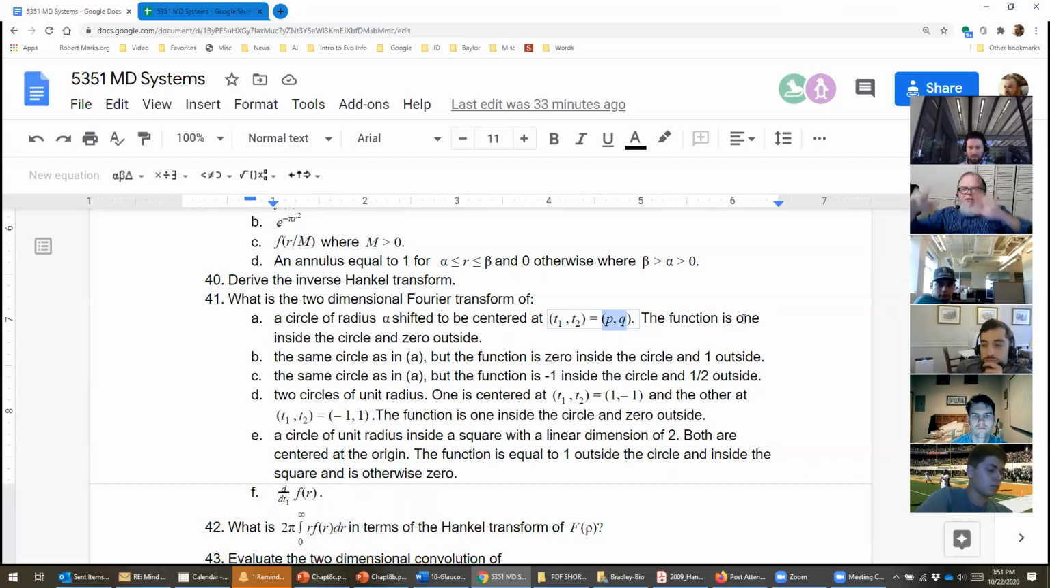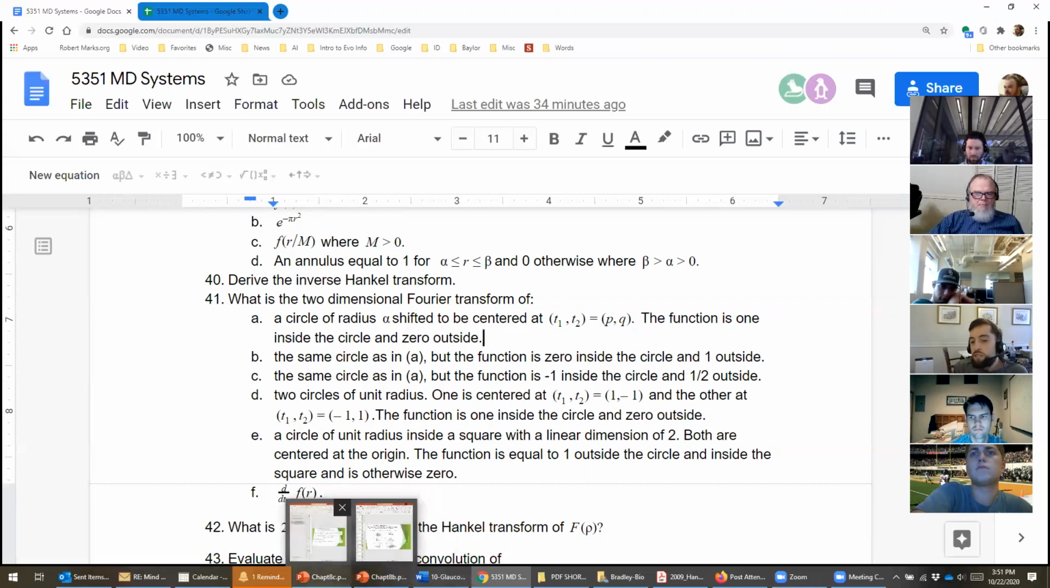So can somebody tell me how you would approach this problem? A circle of radius alpha shifted to be centered at some other coordinates. Let's see, maybe take the Hankel transform while it's still at the origin, and then apply the shift. Yes, that's exactly right.